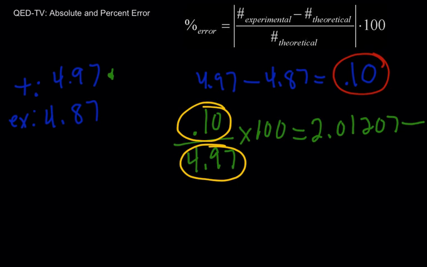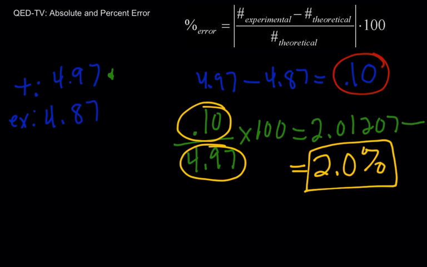So I have 2 sig figs in this answer, so my percent error needs to have 2 sig figs. So it will be 2.0% error. So I have a percent error of 2.0%. My absolute error is 0.10. Very important that you always calculate your absolute error and write it down with the correct number of sig figs the way it's supposed to be. And then use that to go on and figure out your percent error.